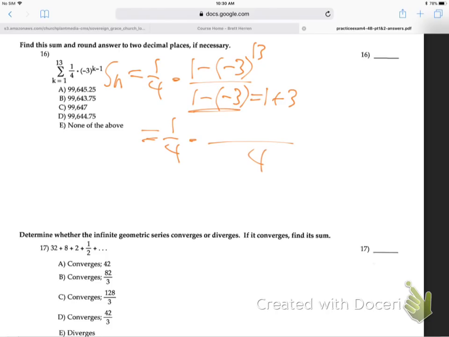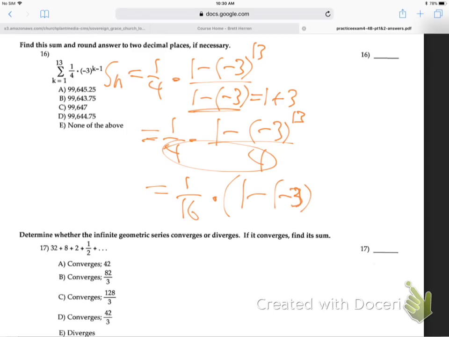And then 4 times 4 in the bottom, 1 over 16. Then I would type that into my calculator. See, I simplified it a little bit. Type that into your calculator. I'm getting 99645.25. A. There's a lot of hard stuff on this test, huh?